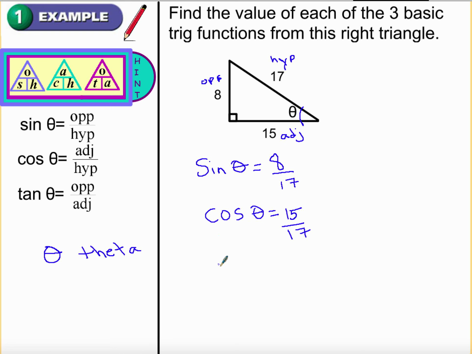Now, it won't be difficult for us to find tangent, especially since we started off the problem by identifying each of the sides first. Tangent is your opposite divided by the adjacent. So my opposite is 8. That's the side that's opposite angle theta. And the adjacent is 15, because that's the side that's not the hypotenuse side that actually makes the angle. And this is our solution. All three of the basic trig functions from this right triangle.